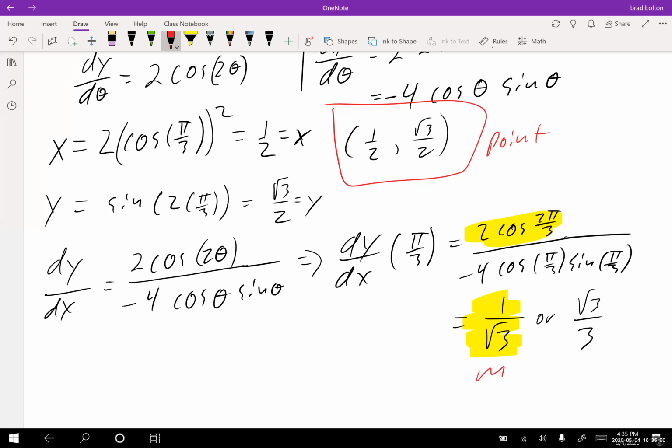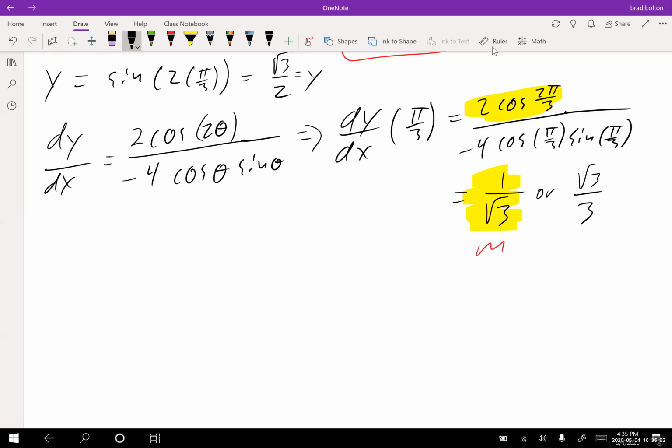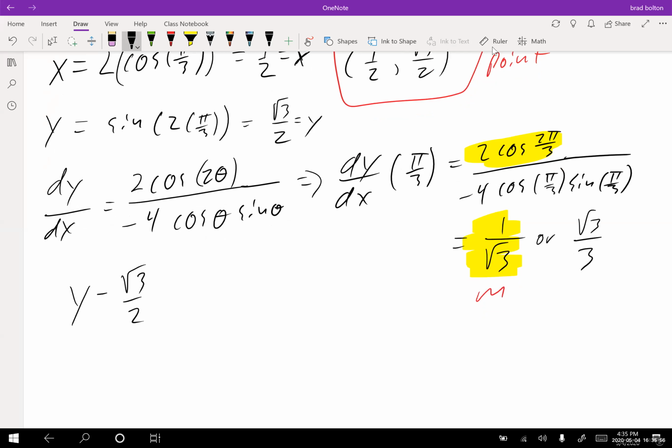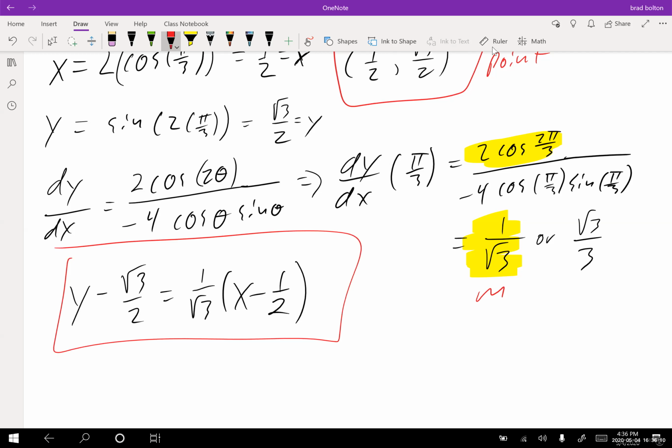And in order to use our point slope form, we know that we're going to use y minus y sub 1, which would be square root 3 over 2, equals m, which is 1 over the square root of 3, times x minus 1/2. Okay, and that would be our Cartesian equation of the line tangent to the polar curve. So this is how you can do it with the derivative. It's just a little bit cumbersome, but hopefully you guys are okay with it.